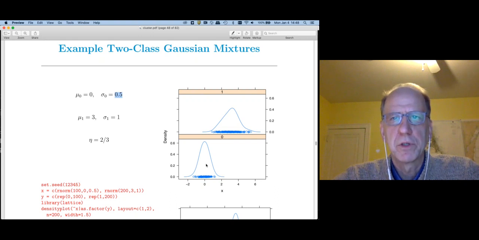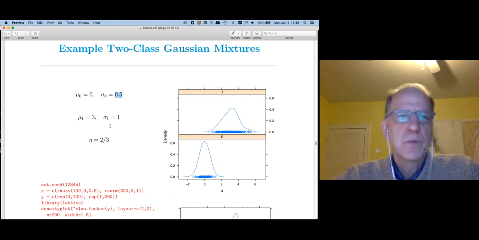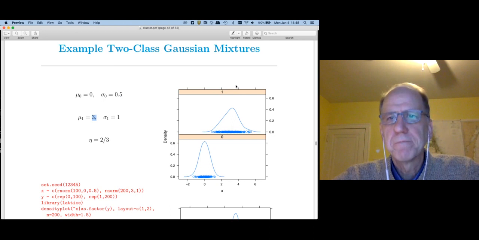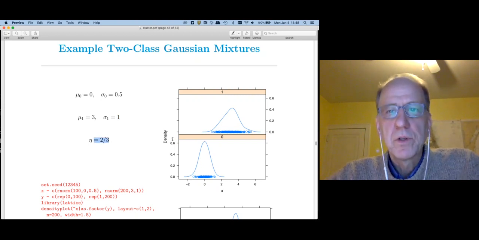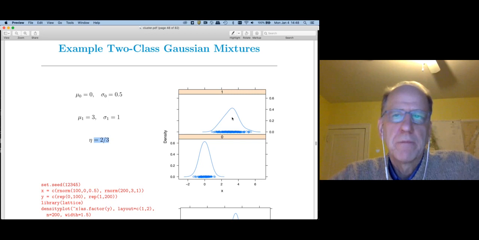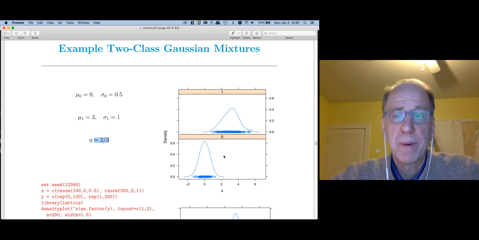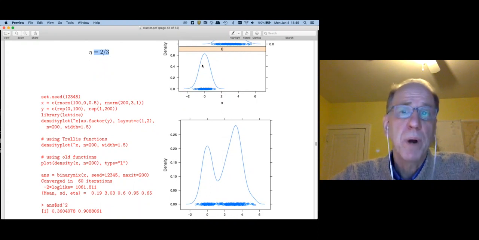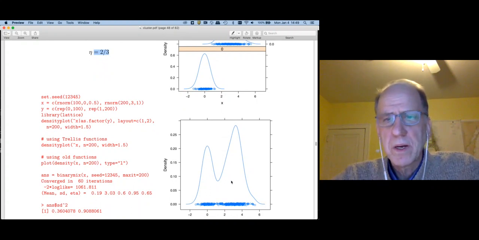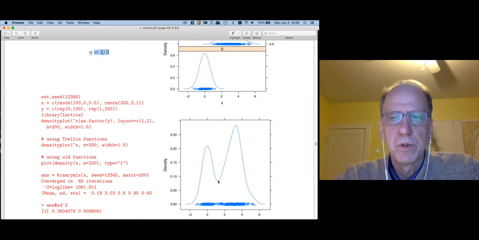That's this distribution. If you're in class 1, you have a mean of 3. So the mean of this distribution is 3. The standard deviation is 1. And I'm going to say for this example that 2/3 of the observations are going to come from the top class, 1/3 from the bottom class. So combining the two class conditional distributions and the prior distribution, we end up with the following unconditional distribution.